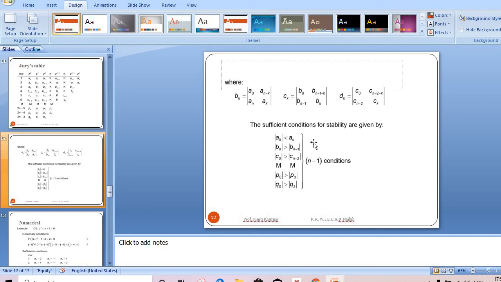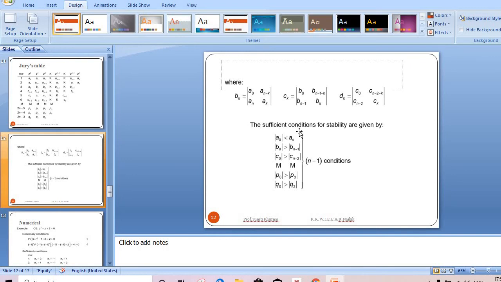Again, we will assume n is 4. So A0 should be less than A4, B0 should be greater than B3, and C0 should be greater than C2. And these are known as the n minus 1 conditions. So what are these? These are sufficient conditions.